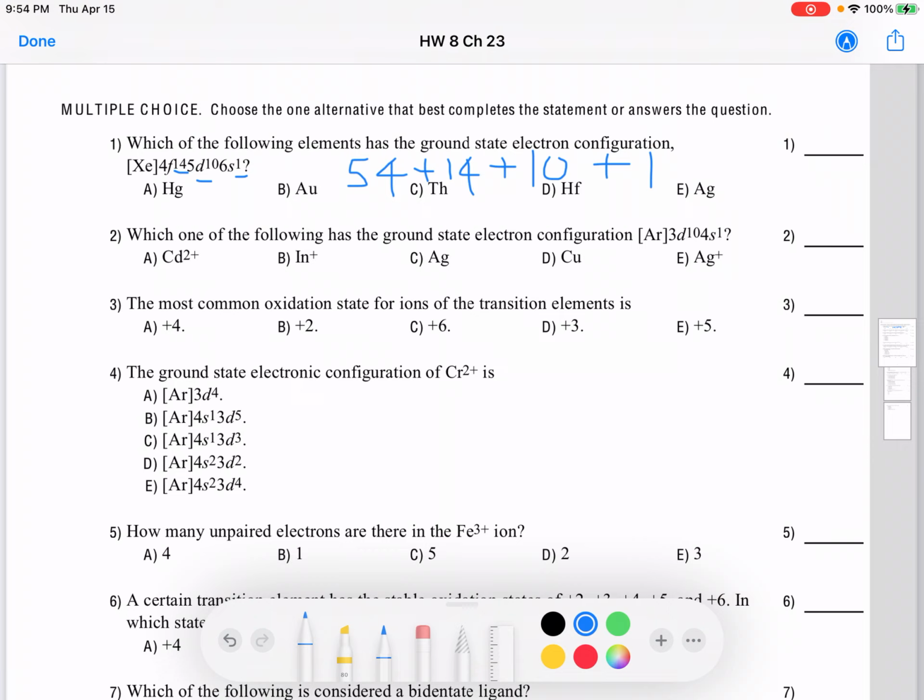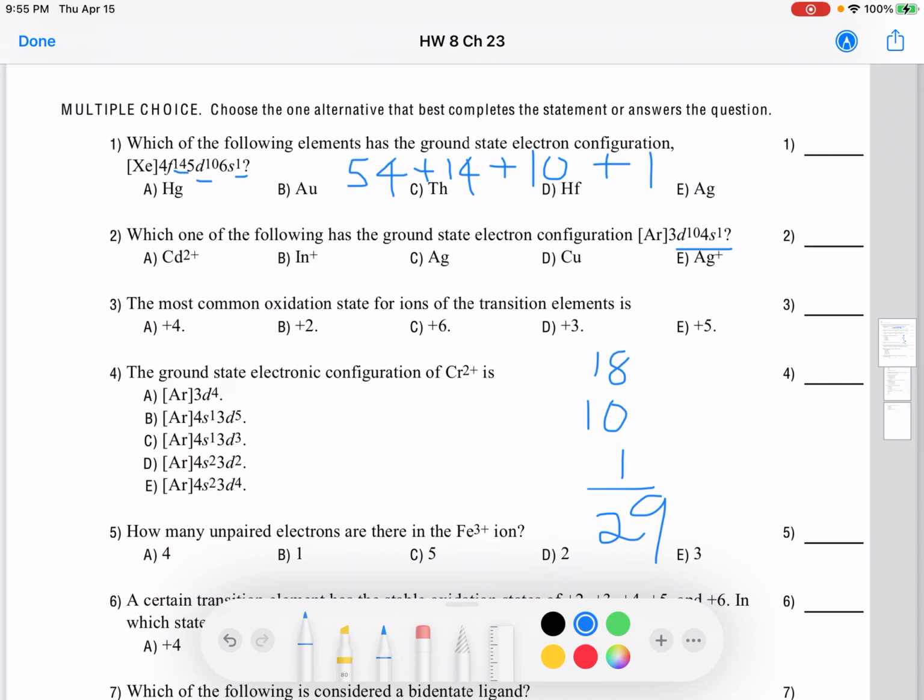Okay, number 2. Which one of the following has the ground state electron configuration, which is this one? Again, we have argon, and you look up your periodic table. Argon has 18 electrons. And then 3d10, meaning there are 10 electrons in the 3d level, and 1 electron in the s1. And then you add up all these things and find out which one is element 29. Okay, so you can find out the correct answer. That's how you do number 2.